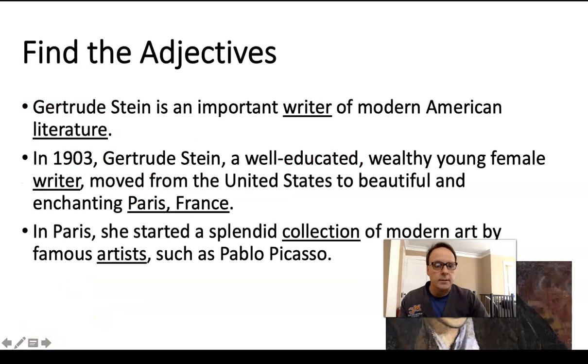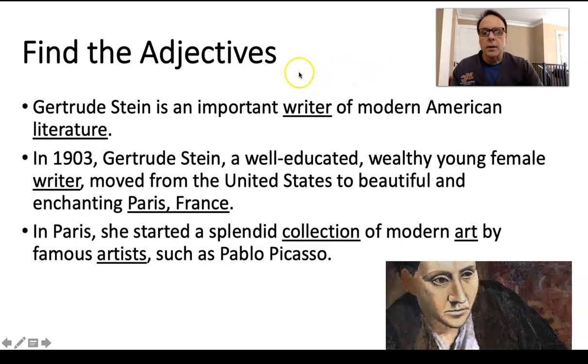All right, let's look at this. This is an example of, if we were in class, I would ask you to find these, but I'll just go through these real quickly with you. Gertrude Stein is an important writer of modern American literature. So writer is our noun, and literature is another noun. And of course, literature is like writing stories, like we're reading Sonny's Blues. It's an American literature classic.